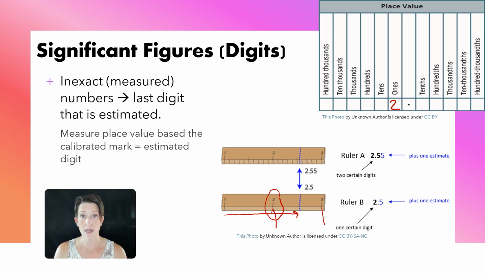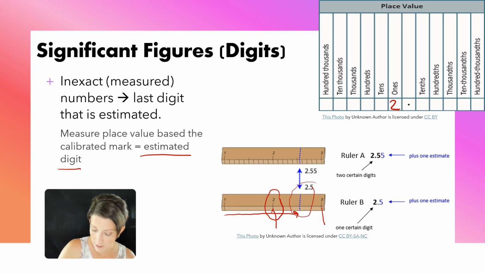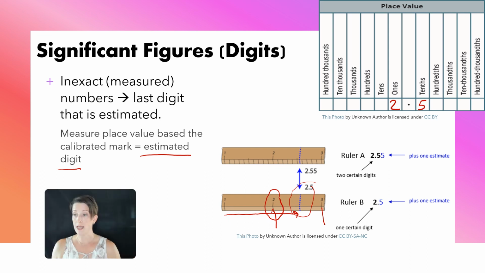So the observer needs to determine what's called the estimated digit. That is what makes this an inexact number, because it's going to be up to the observer what that estimated digit is. They're going to interpret where in that gray zone, in that empty area, the measurement may fall. When you do this, we're saying we're roughly at 2.55. So on ruler B, that 5 in the 10th place is our estimated digit. That is what dictates the precision of the device we are working with.